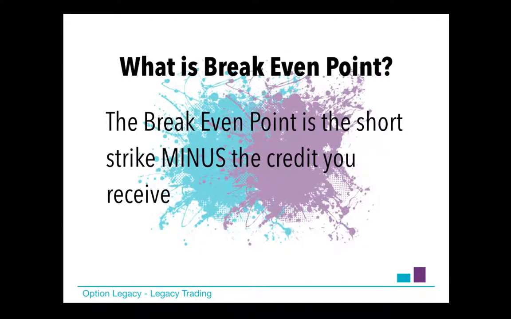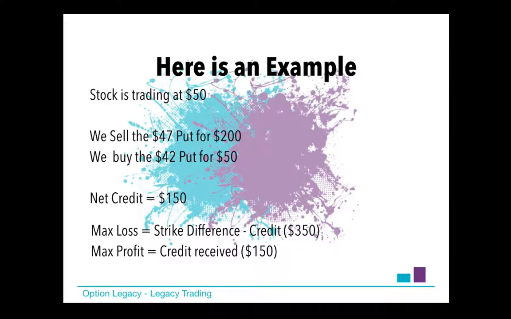So what's the break-even point? The break-even point of this trade is the short strike minus the credit you receive. And you might be thinking, what does that mean? Well, here's an example. ABC stock is trading at $50. We estimate that ABC stock is going to continue to move upward, $50 and higher.